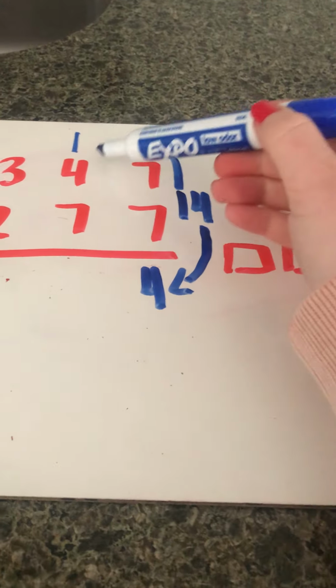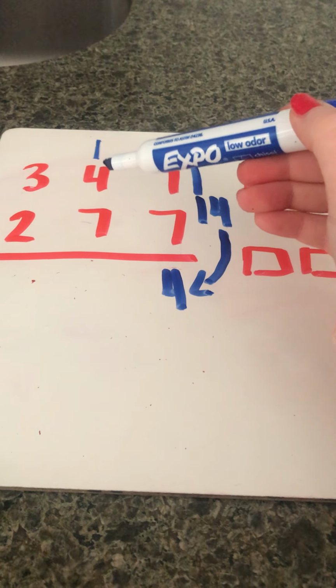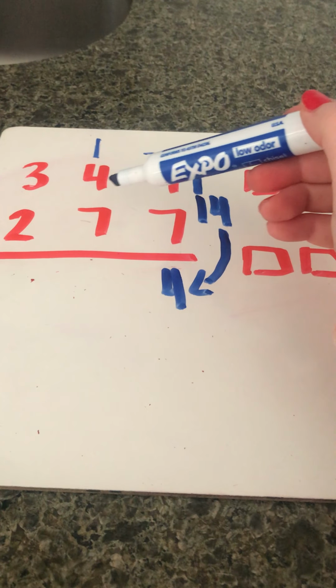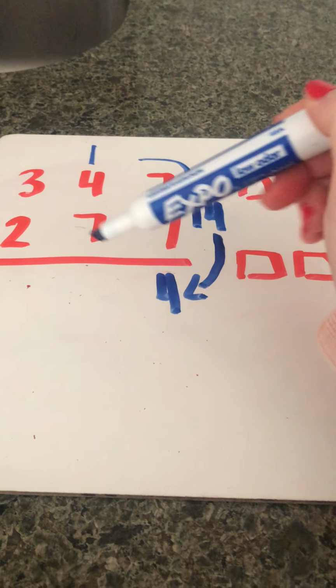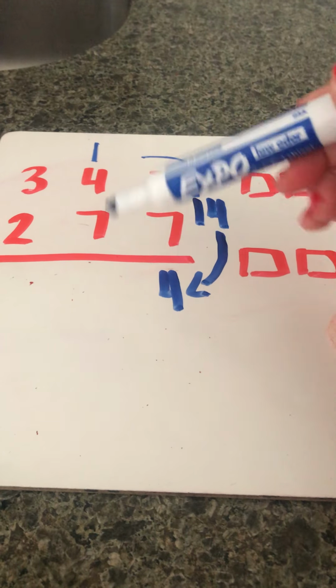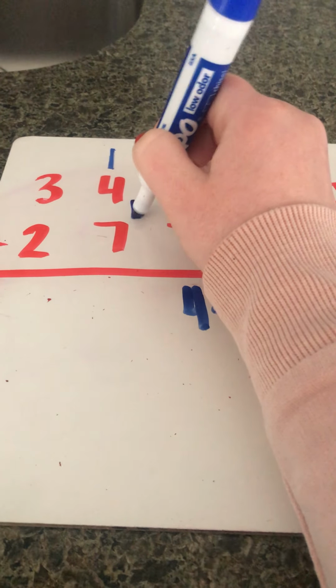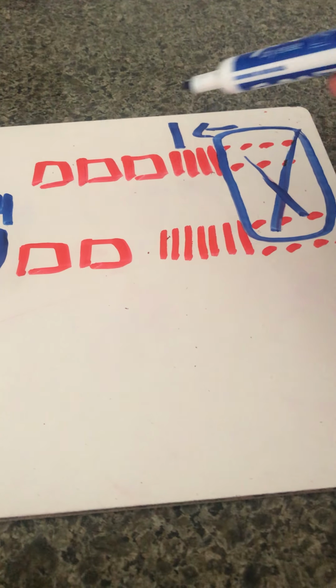So now I'm going to add the tens place. Well, 7 plus 4 equals 11. 7, 8, 9, 10, 11. Plus 1 equals 12. Well, 12 is greater than 9. It can't fit down here, so I'm going to have to regroup my tens place. So I'm going to put my 12 out to the side, and I'm going to come over and look at my model.